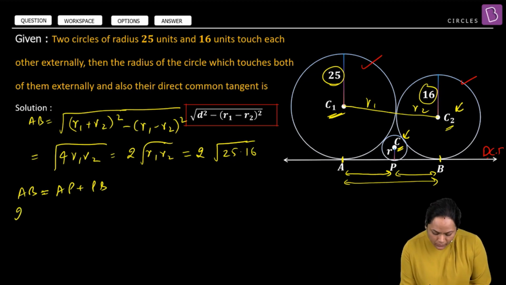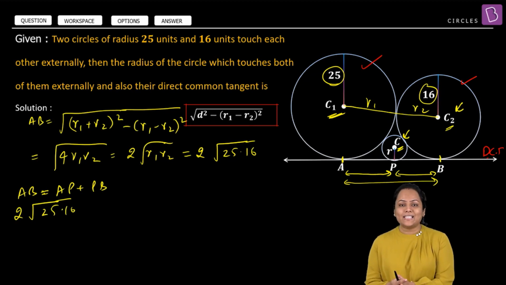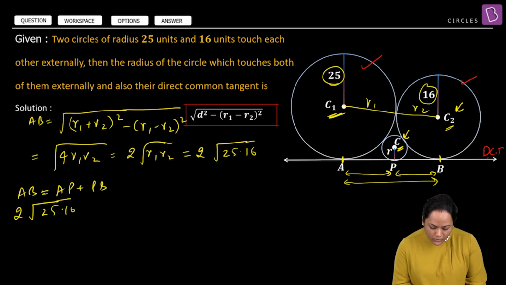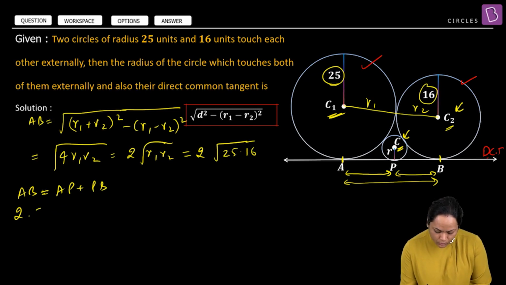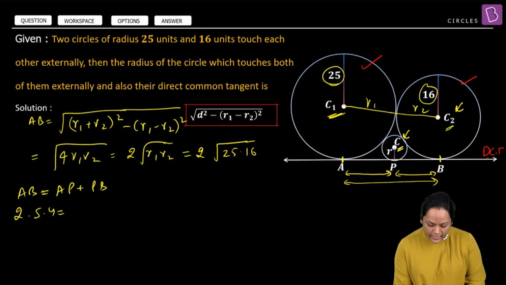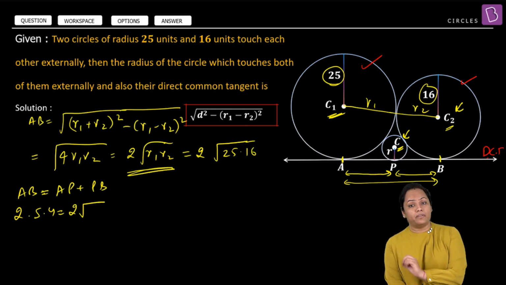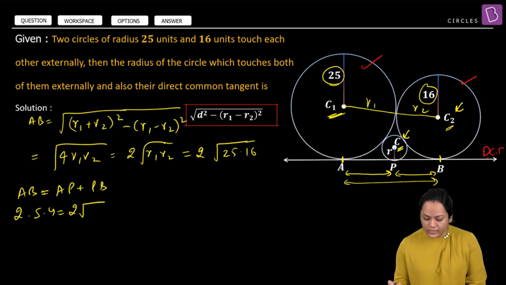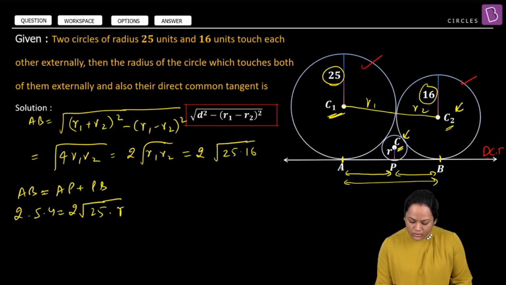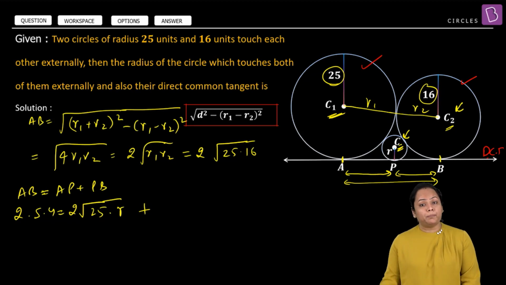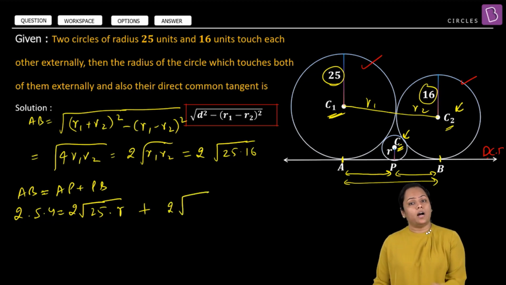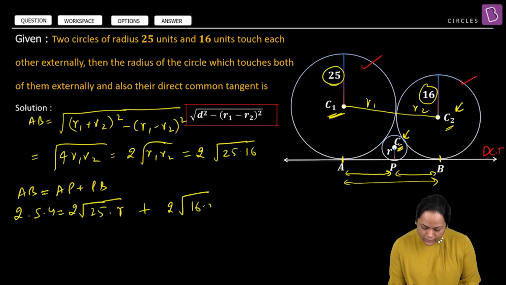So for AB, it comes out as 2 root over 25 into 16. Root over 25 is 5, isn't it? And root over 16 is 4. So I'm writing here 5 into 4. 2 multiplied by 5 into 4 is equal to AP, which will be 2 root over, we have already derived the formula, that is 2 root over R1 R2. So in this case, R1 is my first circle, let us say, having center at C1, so the radius will be 25 multiplied by R. R is the radius of the smaller circle C. Plus, for PB, it will become 2 root over, again the product of radii, that is 16 into R.